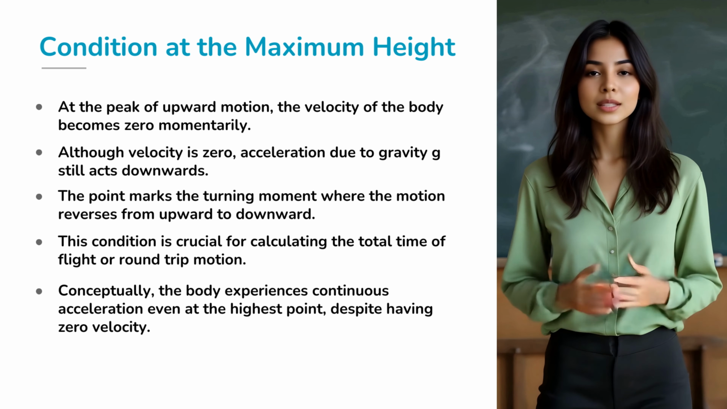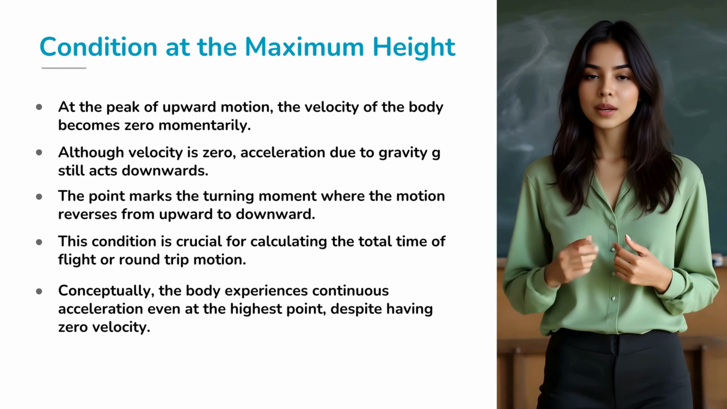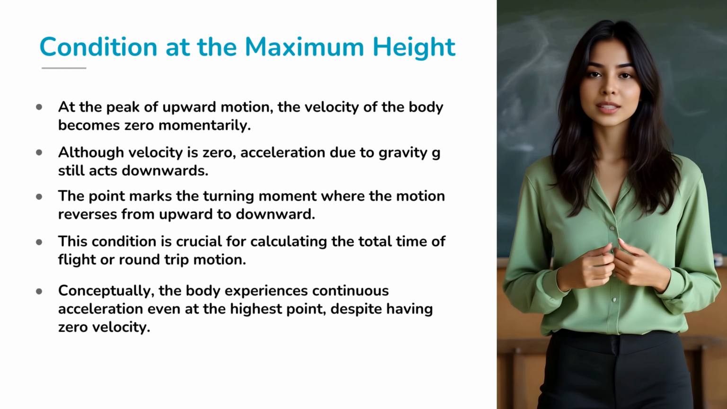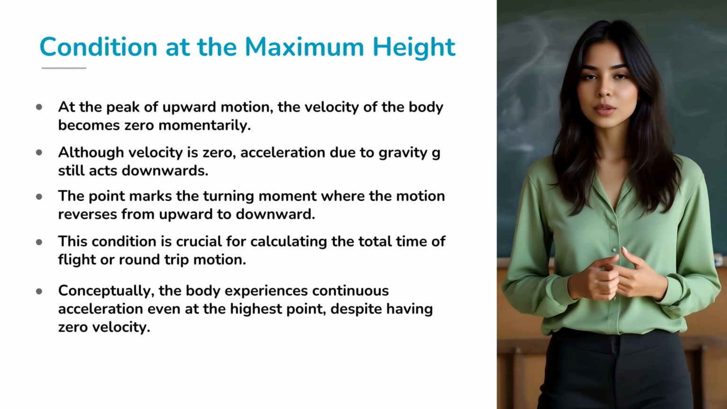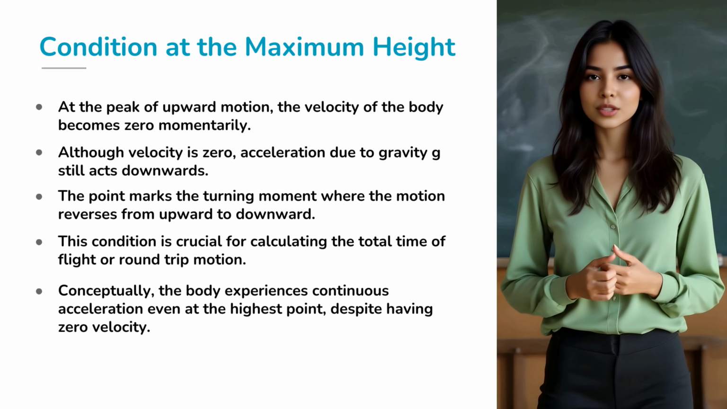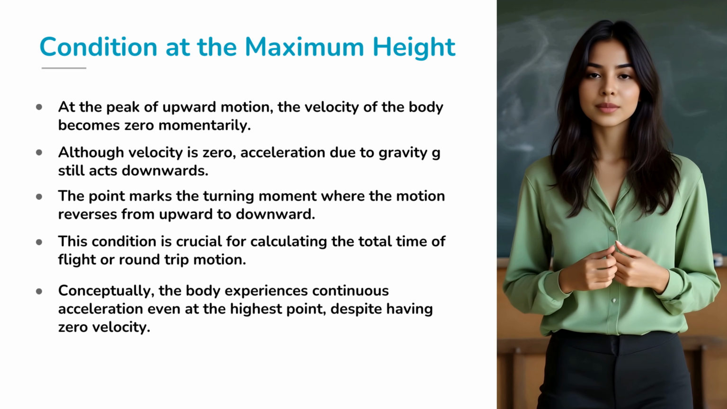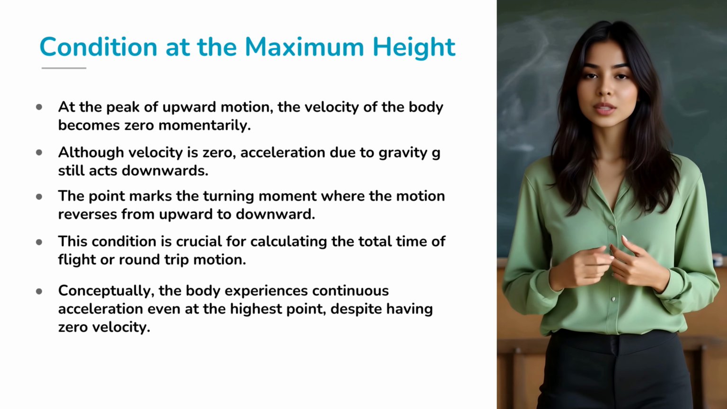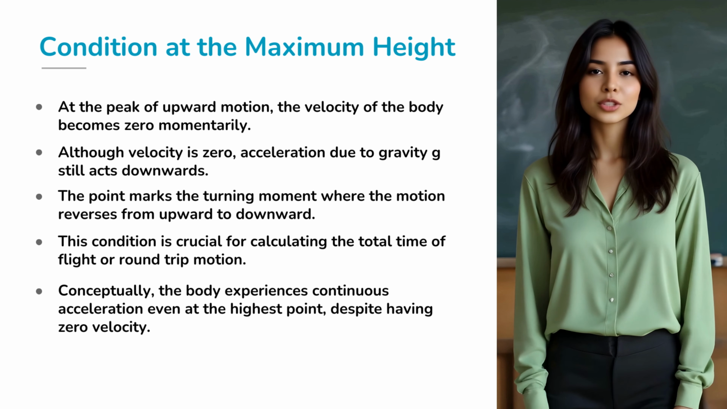So what exactly happens at the highest point of an upward motion? At that peak, the velocity becomes zero, but interestingly, the acceleration due to gravity, which is g, still acts downward. This moment marks the turning point, when the body stops rising and begins to fall. Although the velocity is momentarily zero, the object is still under the influence of gravity, meaning it is still accelerating, just not changing position for that instant. This condition is essential when calculating total time of flight for upward and downward motion combined. So remember, even when the motion seems to pause, gravity never stops pulling.